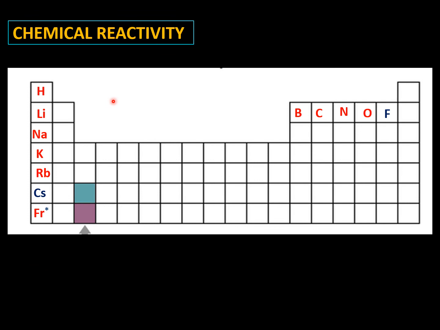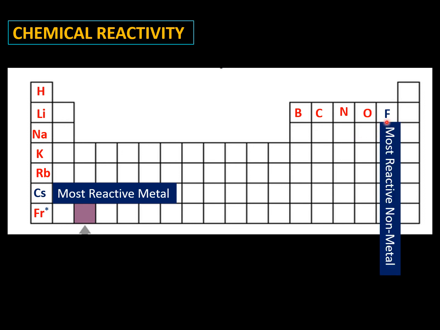If we consider the periodic table as a whole, then most reactive metal in the periodic table is cesium because metallic character increases down the group. We are not considering francium because it is radioactive in nature. Most reactive nonmetal of the periodic table is fluorine because across the period non-metallic character increases.